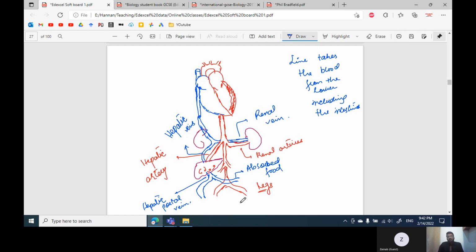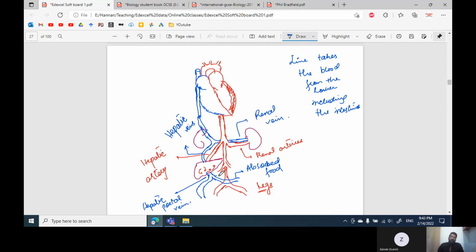But the most important thing is that this liver would be before the heart, receiving the blood from the lower body, and it would literally assess that food: what to do with the food, what to do with all the blood, and what to do with the factors, the material that has been absorbed from the intestine.